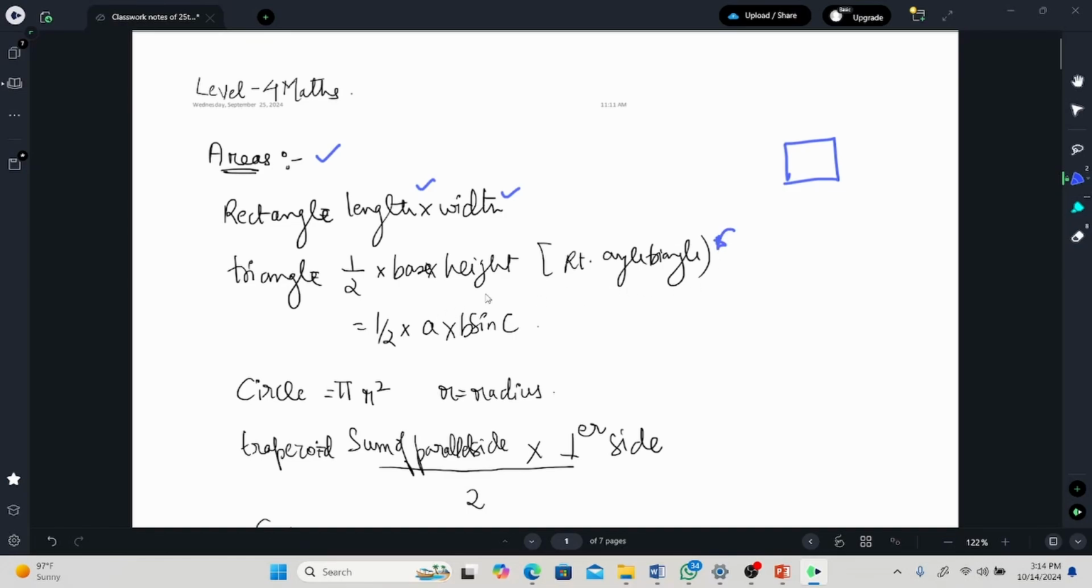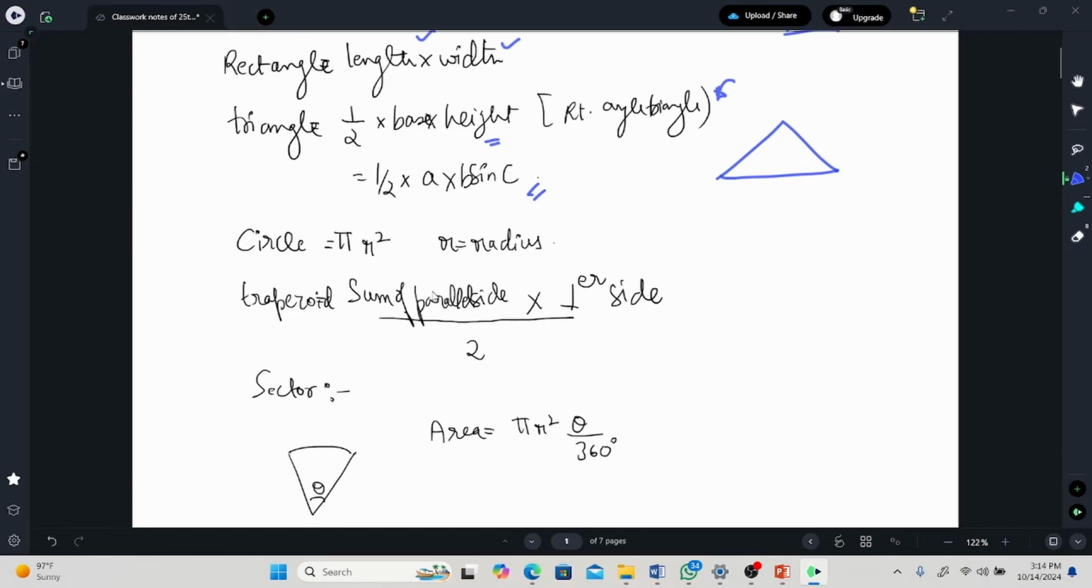So this formula is for a right angle triangle. If you have a general triangle without a 90-degree angle, then you will use half AB sine C. Suppose something like this, an equilateral triangle, right? This formula can be used for that. Now the area of a circle, you can calculate it as pi r square, where r is the radius, or you can also take pi by 4 d square, where d is the diameter.